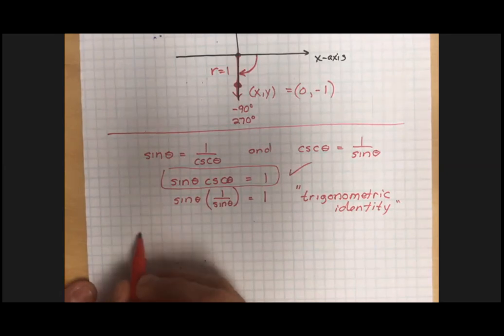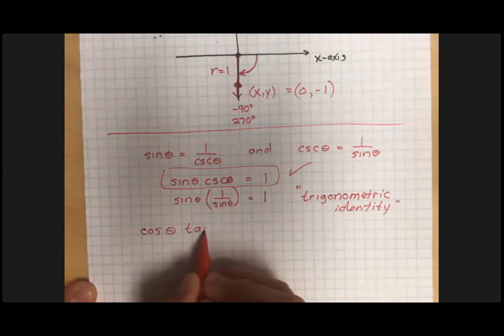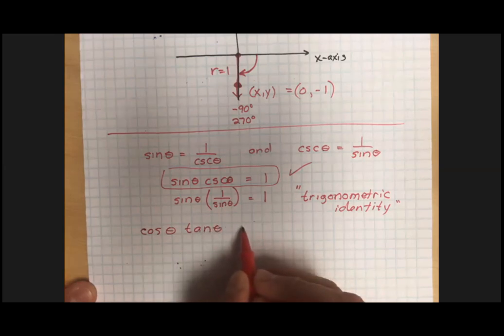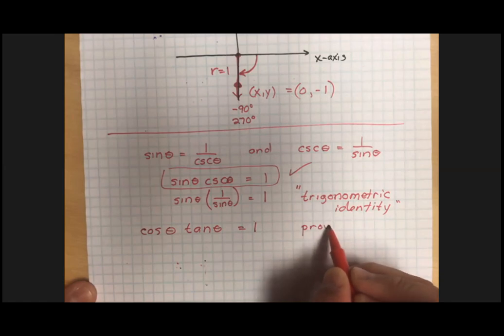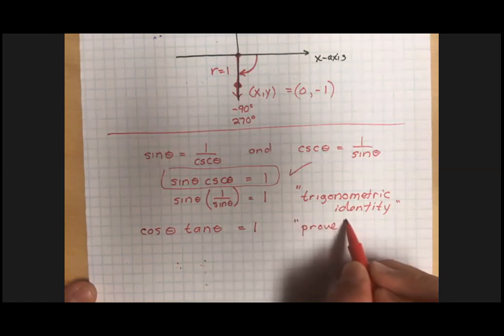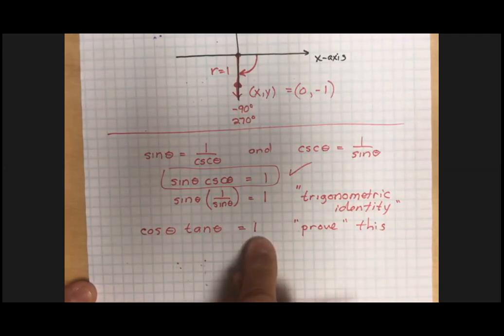Let me give you another very basic one. What if I said cosine of theta times tangent of theta equals 1? Can you prove this? Can you show me that this is always true?